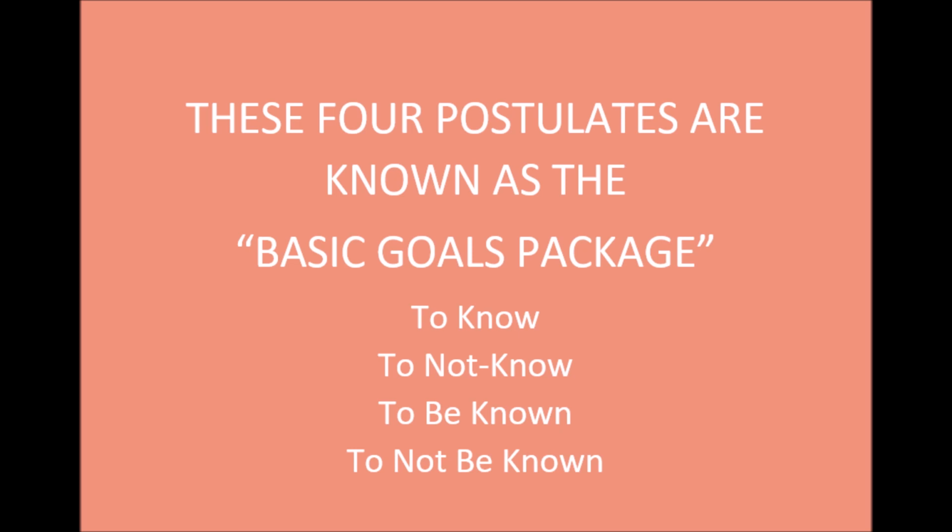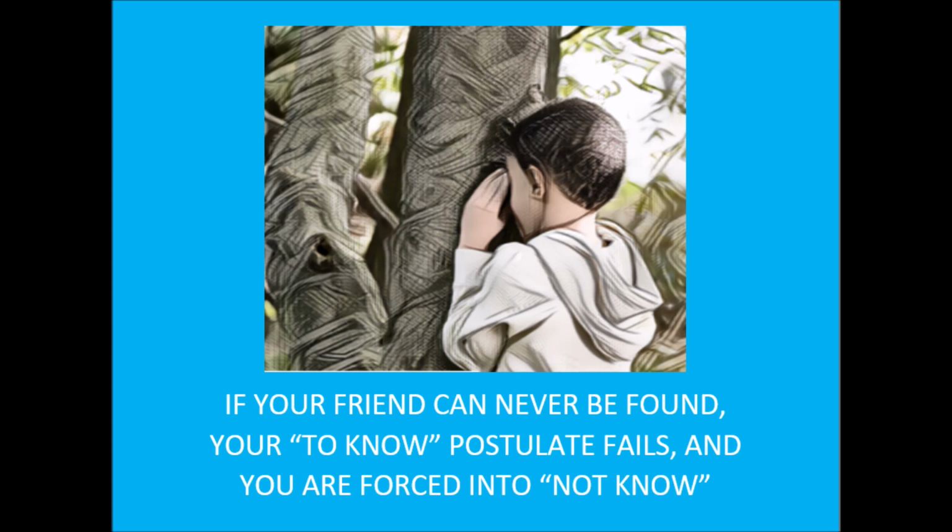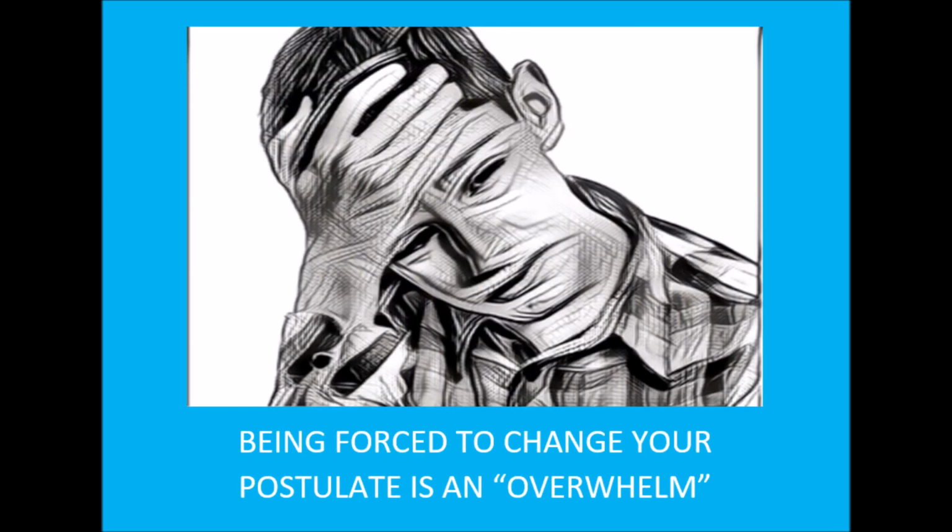Suppose you play hide and seek and your friend hides so well you never find them. The game becomes compulsive as you must find your friend. If your friend disappears from you forever, that's an example of a voluntary game turned into a compulsive game. You started with a to know postulate and are now stuck with a not know postulate, much against your free will. One day you may even forget about your missing friend, being forced into not know for good.